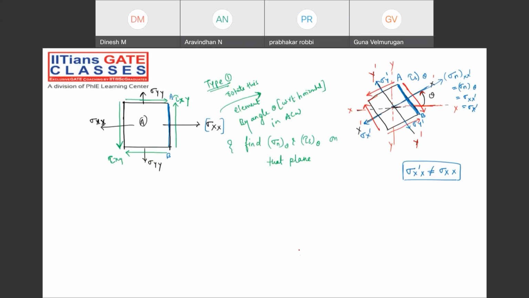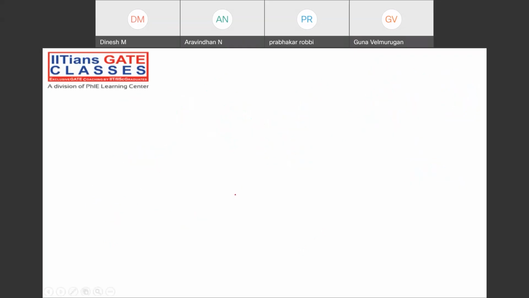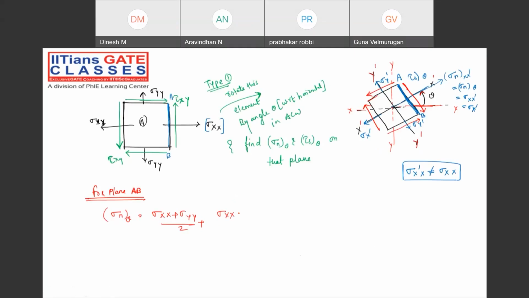Now, for the plane AB, suppose we want to calculate sigma n theta and tau s theta acting on it. What is the formula? Just note down the formula. Sigma n theta will be (sigma xx plus sigma yy) by 2, plus (sigma xx minus sigma yy) by 2 into cos 2 theta, plus tau xy sine 2 theta.